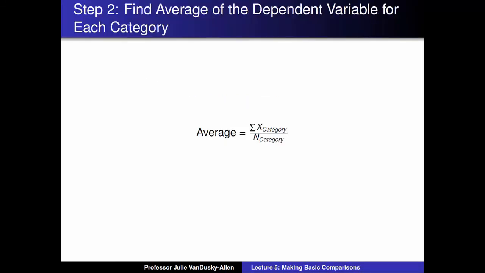Next, you calculate the average of the dependent variable for each category of the independent variable. The average is the sum of all cases for the dependent variable in one category of the independent variable divided by the total number of observations in that category.